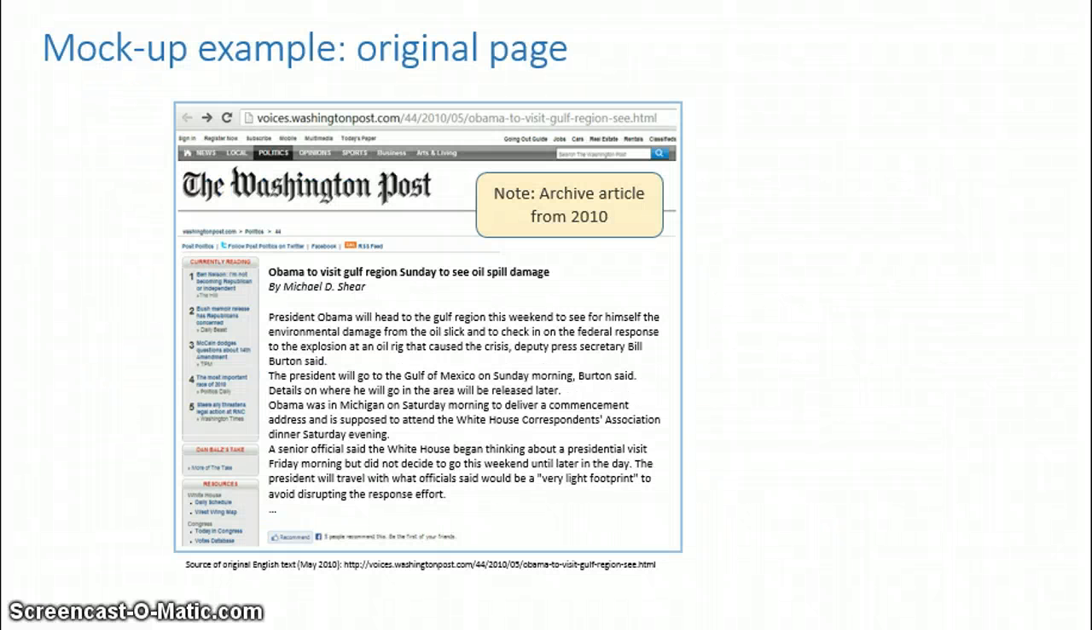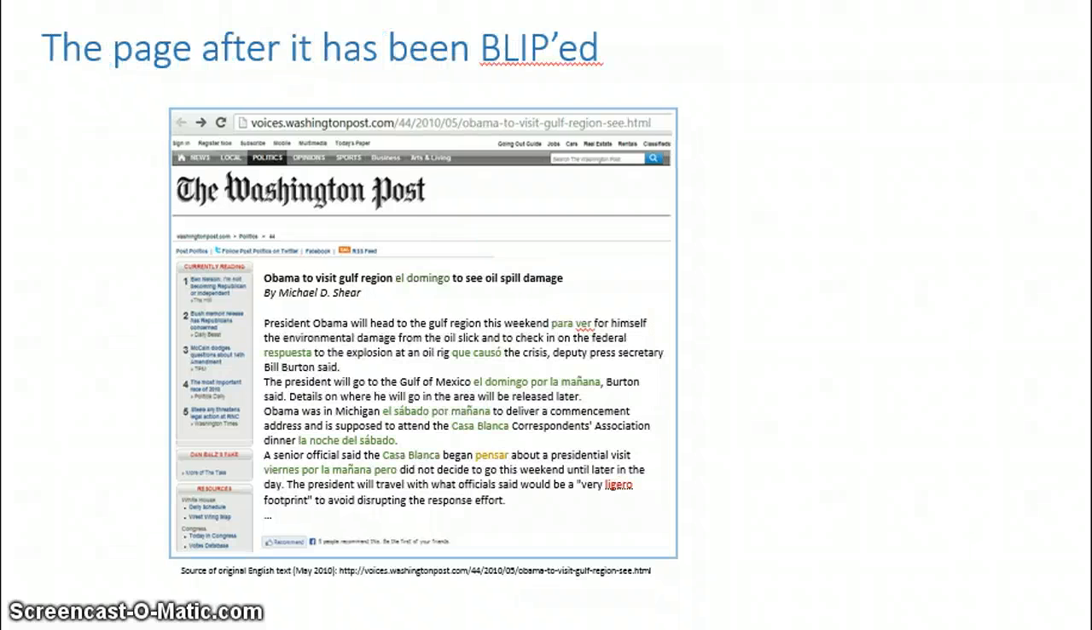Here's an example of an archived news article from 2010, President Obama visiting the Texas Gulf region. And here's what that might look like using BLIP for someone who knows a little bit of Spanish. So you can see here El Domingo, which is Sunday, is being translated. Federal respuesta, so federal response to the explosion. And the principle here is that if you know multiple languages very well, it is not cognitively difficult for you to switch back and forth between them. That's the whole principle behind BLIP.